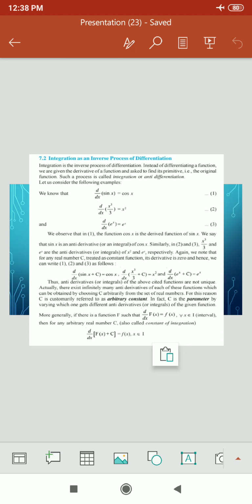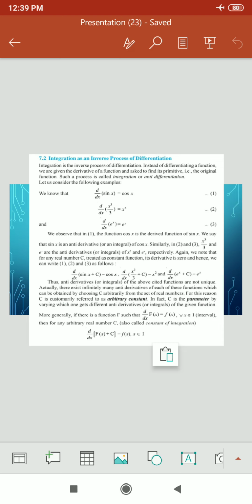Similarly, in the second and third example, x cube by 3 and e raised power x are the antiderivatives of x square and e raised power x respectively. Again, we note that for any real number c treated as a constant function, its derivative is 0, and hence we can write the first, second and third as follows: d by dx of sin x plus c equals cos x.